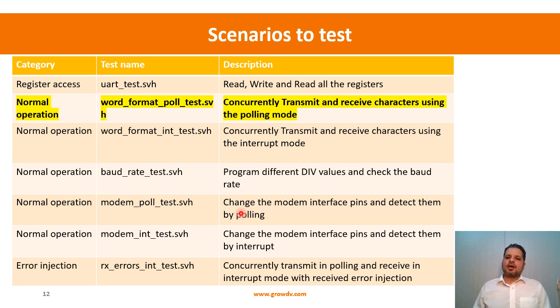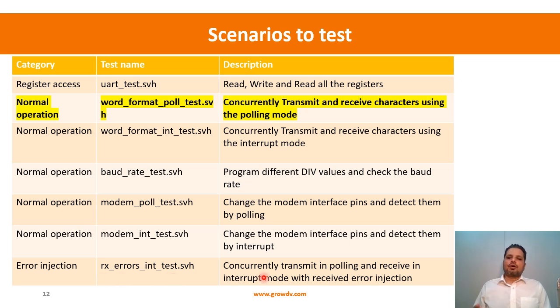The theme is the same. It will make changes in the modem interface pins, and then check that those changes have taken place either by polling or by relying on the interrupt. You enable appropriate interrupts, and then based on the interrupt you read the changes and check what values they are reflecting. And then you have another interesting case, which is the error injection case. It's called the RX error interrupt test.